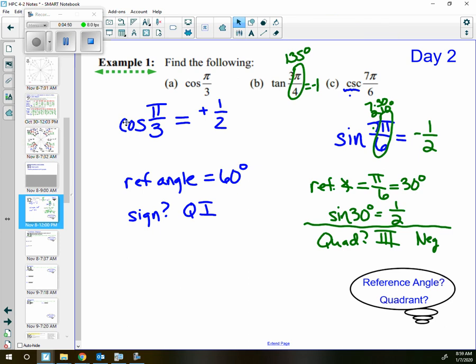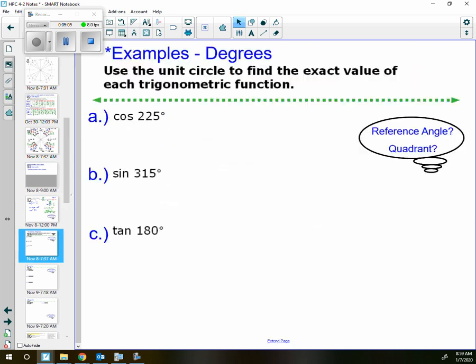Now remember what your question was, though. Originally it was cosecant. So if I know what the ratio is for sine, to find the ratio for cosecant, I just do the reciprocal. So if sine is negative 1/2, that means cosecant would be -2. So anytime you get one of those reciprocal function ones, just do the original function first, and then you can flip.